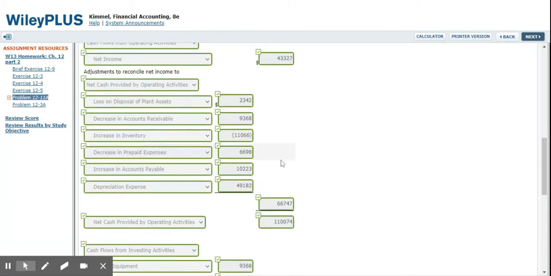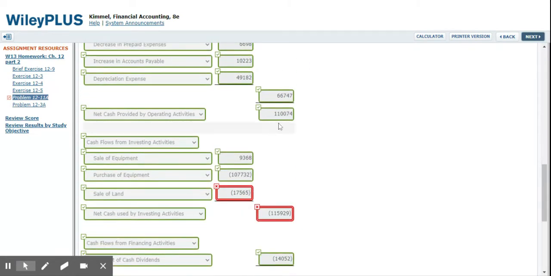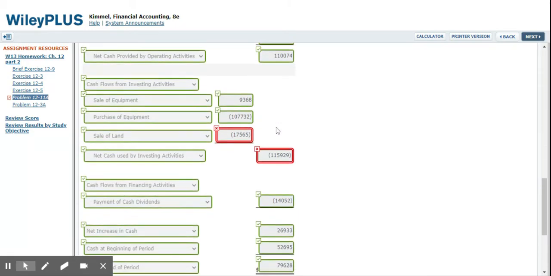So you add all those up and you get how much all the operating activities were, and then you add that to the net income, and that gives you your net cash provided by operating activities. And now we're going to move on to the cash flows for investing activities.